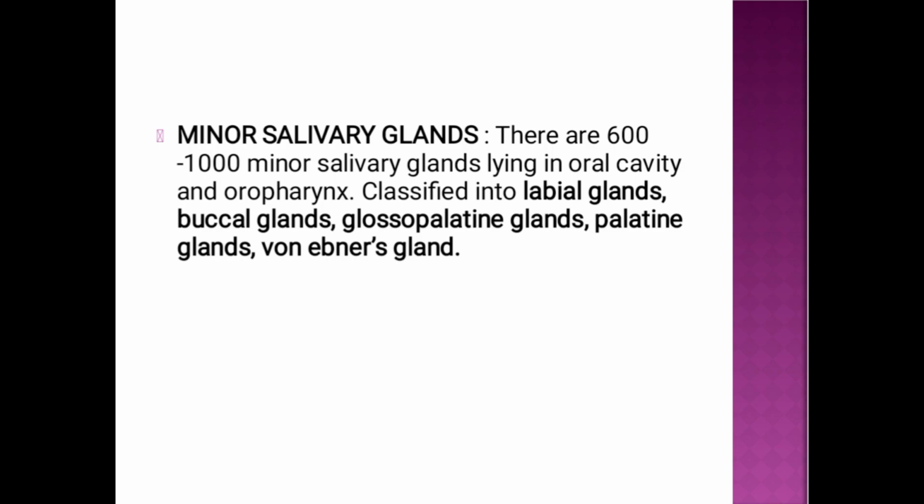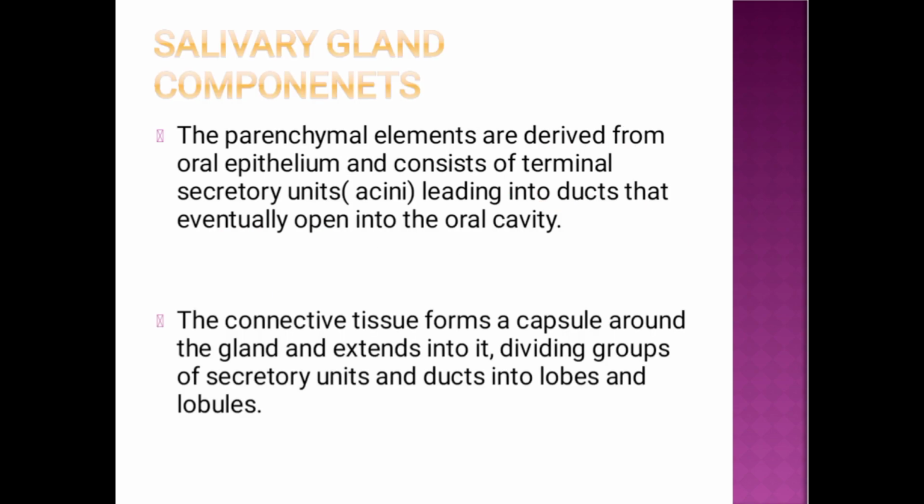Okay, so minor salivary glands, mostly 600 to 1000 minor salivary glands are present, which are basically labial, buccal, palatine, and then you have von Ebner's glands. Okay, so very important.